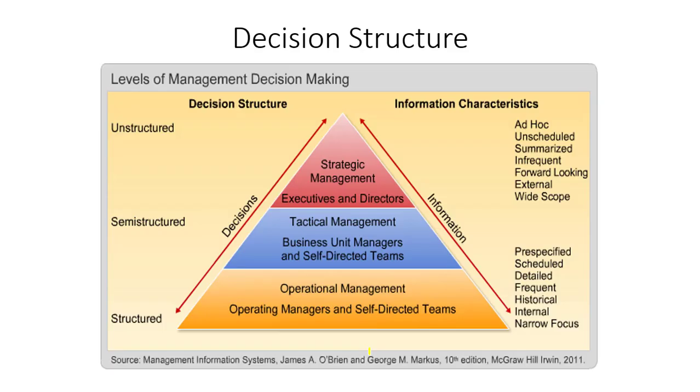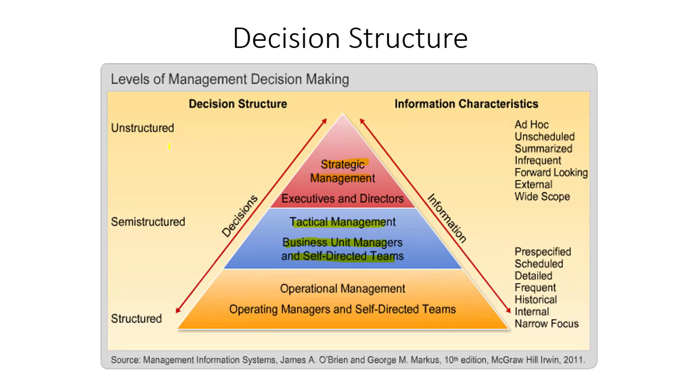Looking at this framework, this is in the business organization. Of course, at the highest level, the top level management, we call it strategic management, wherein executives and directors are in place. In the middle, wherein the business unit managers and self-directed teams are located in a business organization, we refer to them as tactical management. And in the operational management, the operating managers and self-directed teams are in place.